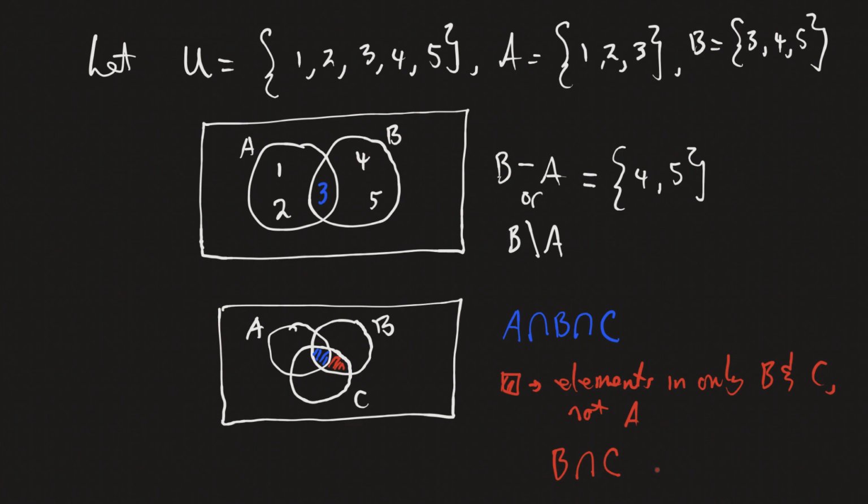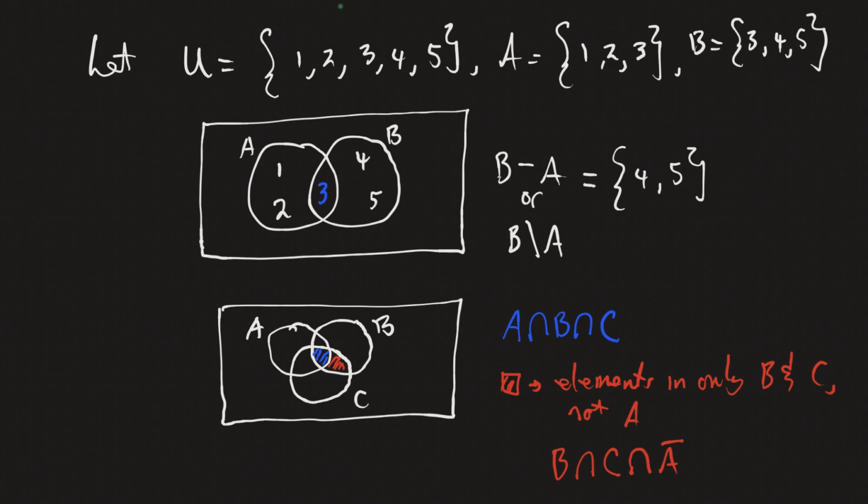But if I just stop there, B intersect C would be all of this. It would be the red and the blue, but I don't want the blue. So essentially I have to make sure that none of the red elements that I'm looking at are in A, and that would be and not A, right? So all the elements that are in B and C, and not A. And then that would give me that little red region.